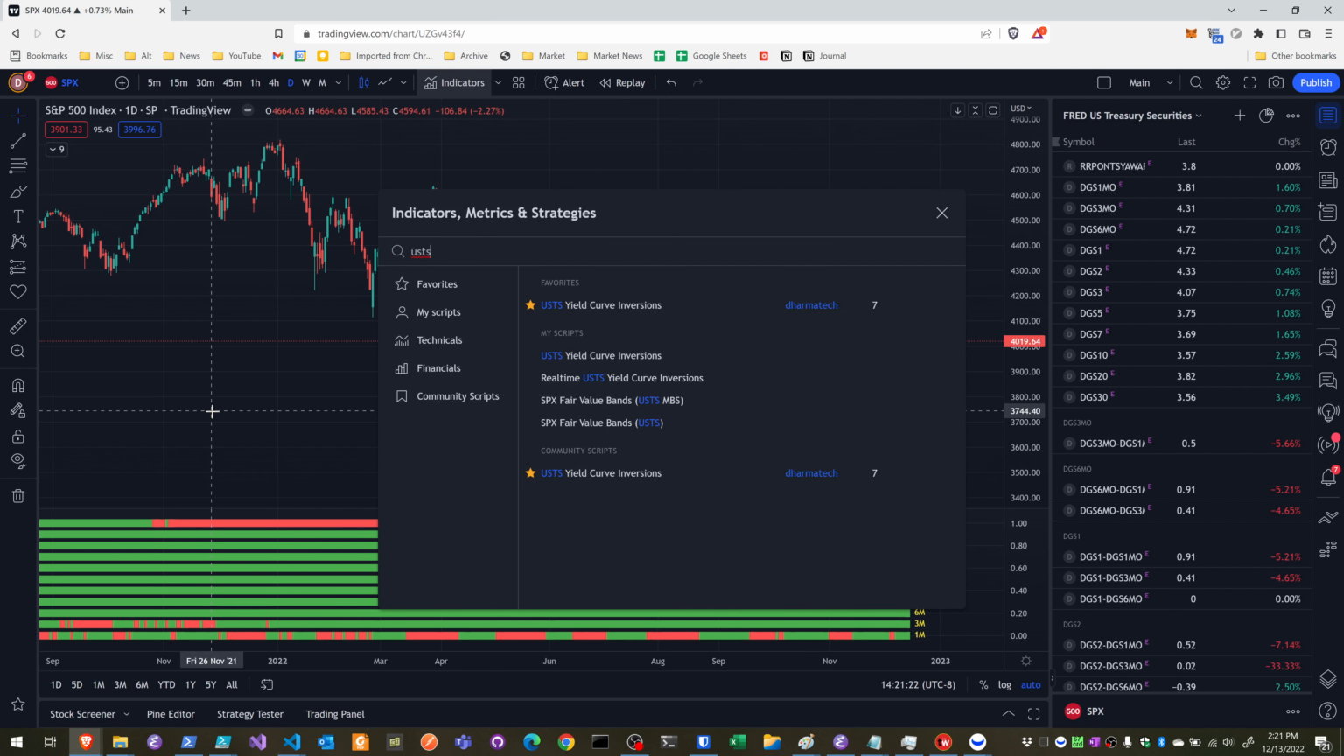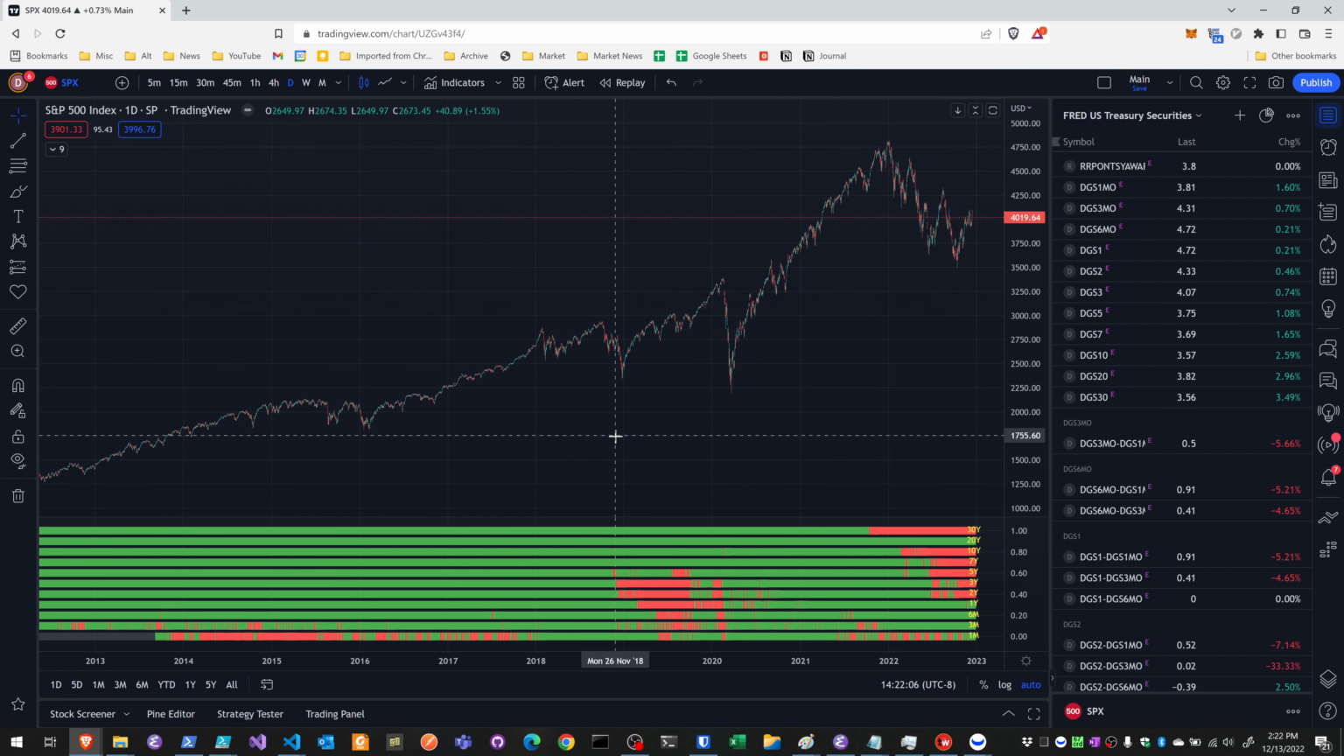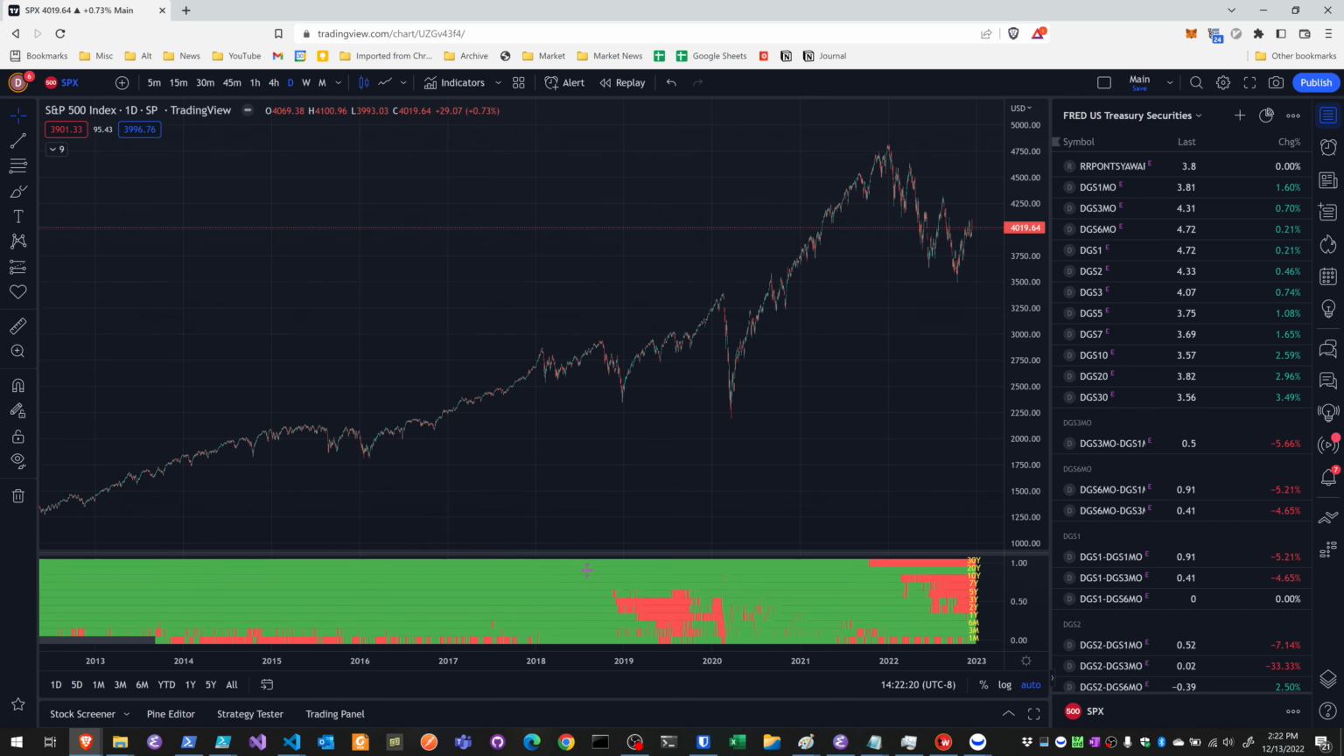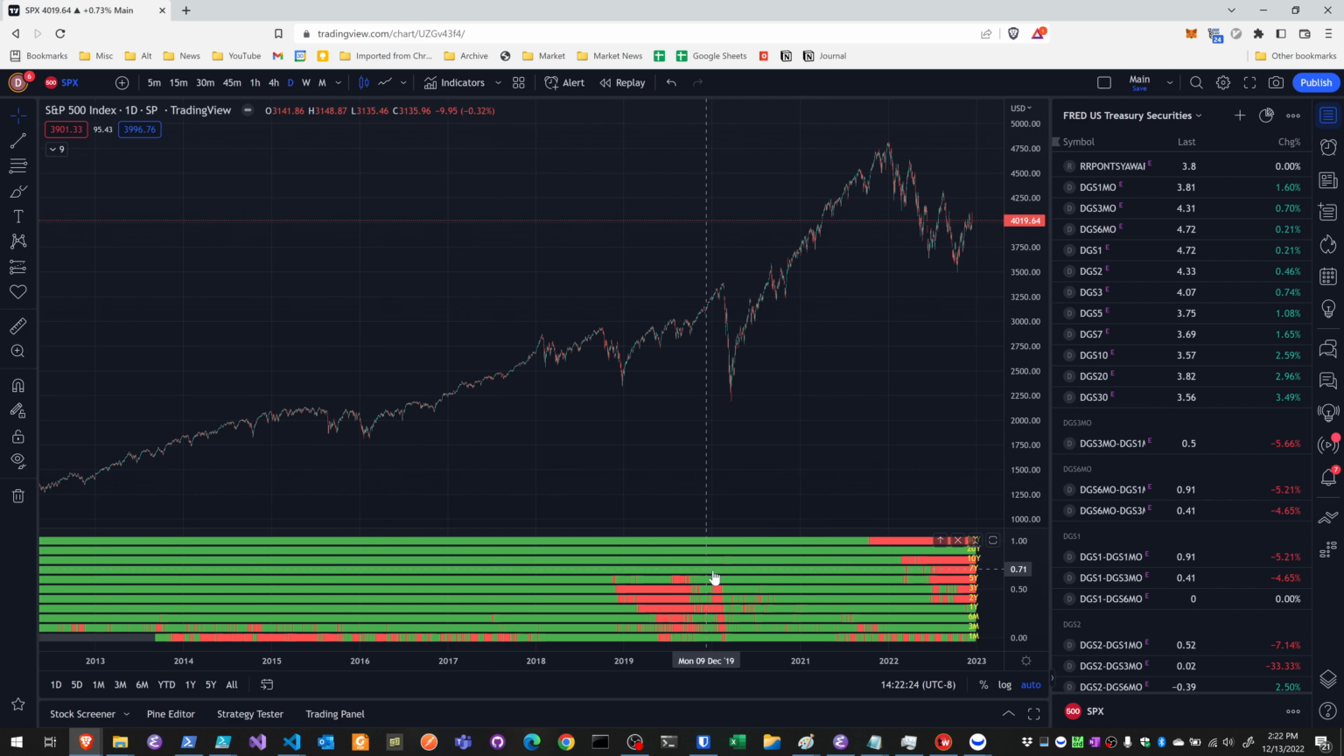So if you want to add this indicator on TradingView, if you search for US Treasury yield curve inversions, that's the name of it on here. And if you add it, it should show up the way it has here. I'll just show a strange little artifact of the indicator. It's designed to be in a separate pane from your main chart, and if you expand it, you can see the spaces between the lines kind of grow. If it's a little too scrunched, it's just like a solid line. So you might want to adjust it to where there's a little bit of space between them.